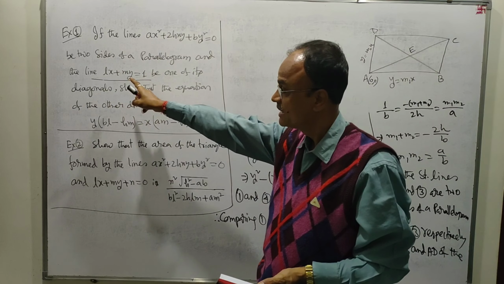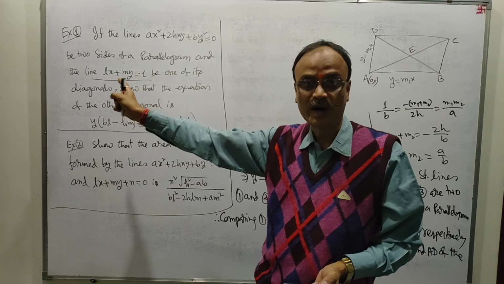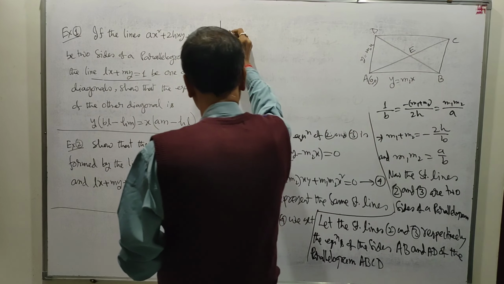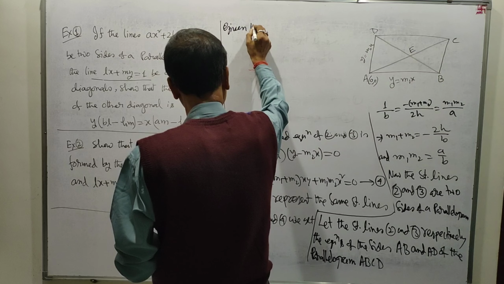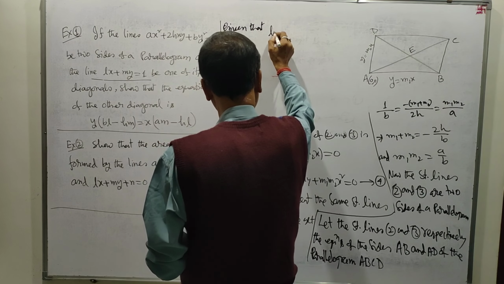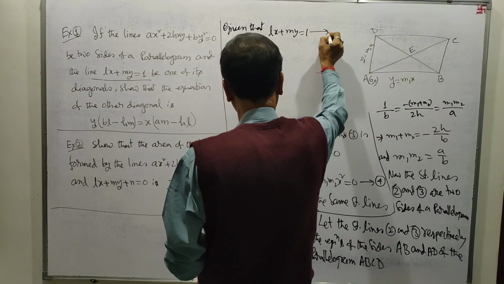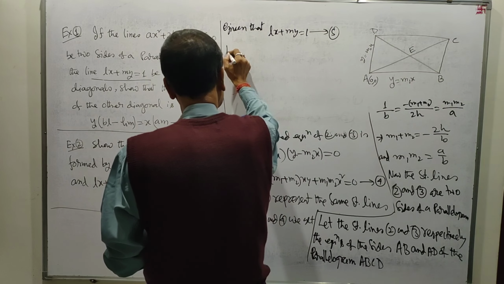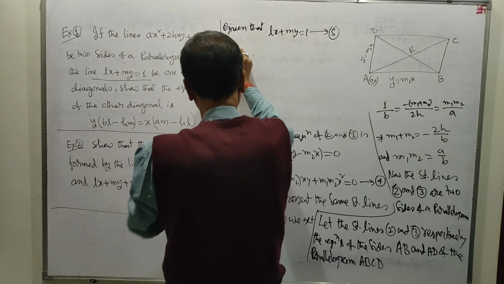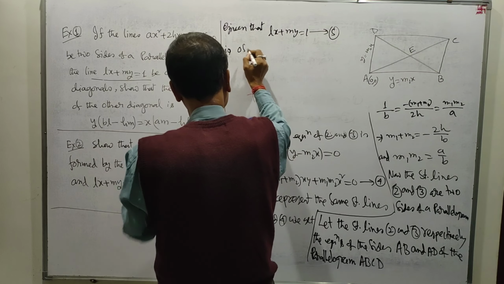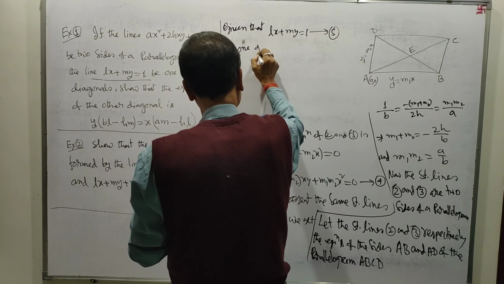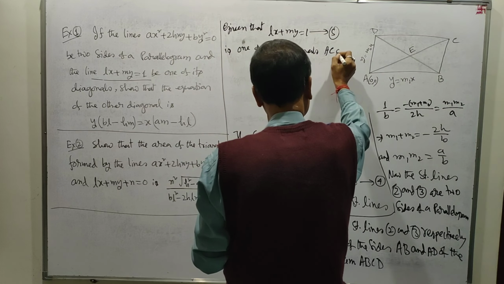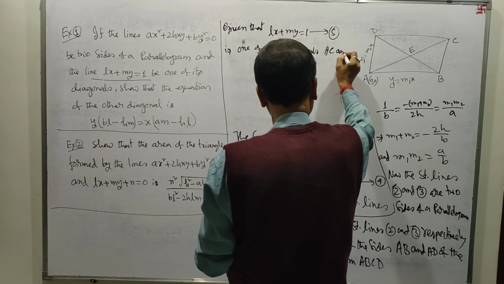Now the third line, Lx plus My equal to 1, is the equation of one of the two diagonals. Given that Lx plus My equal to 1, suppose this is number 5, is one of the diagonals, AC and BD.